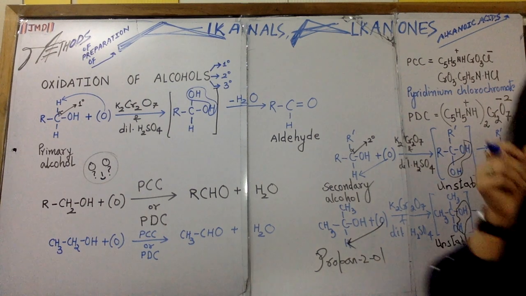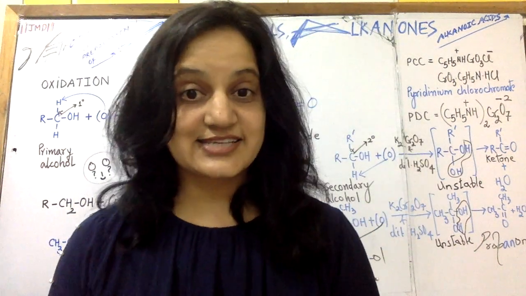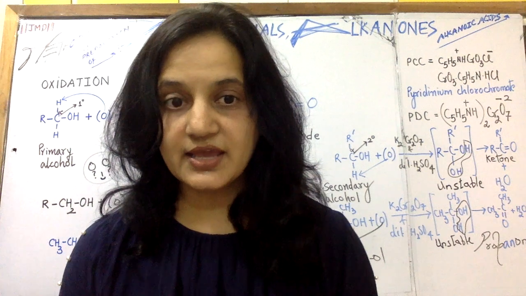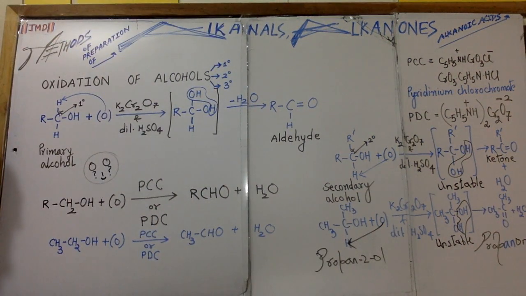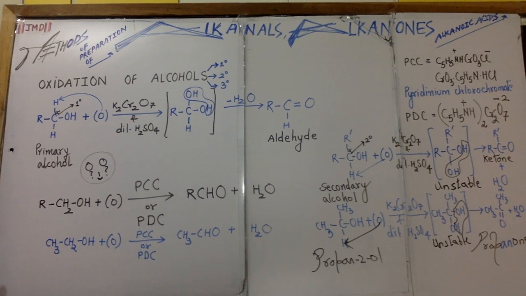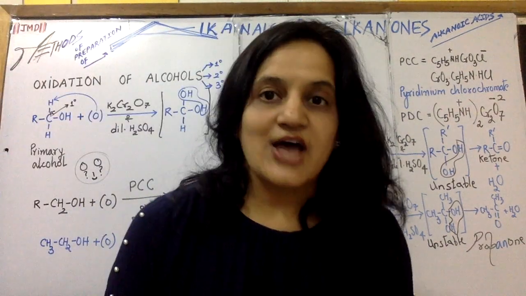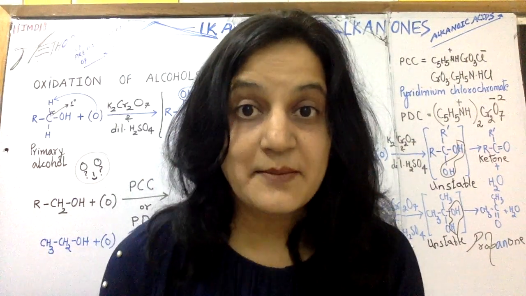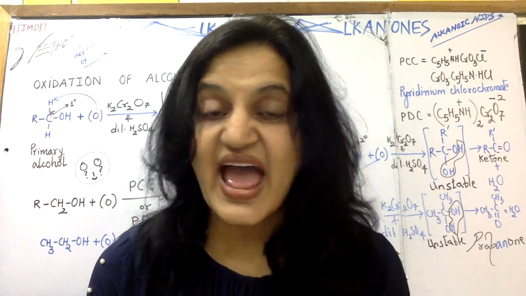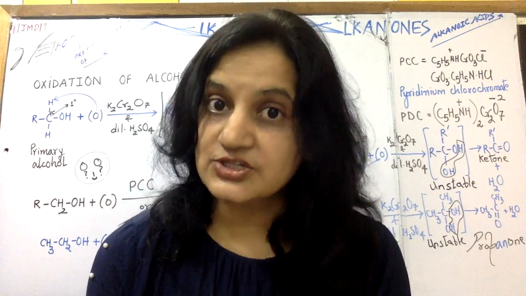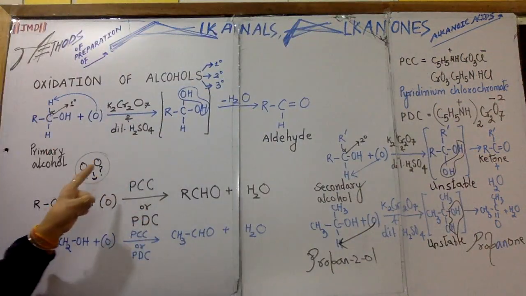Propanone. So I think oxidation of alcohols is clear to everybody. Propanone is formed. So that was the oxidation of primary alcohols and secondary alcohols, stopping the oxidation at the aldehydic and the ketonic stage. And you know, primary alcohol can also be used to make carboxylic acid.